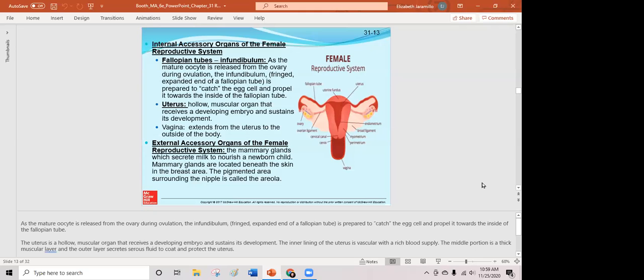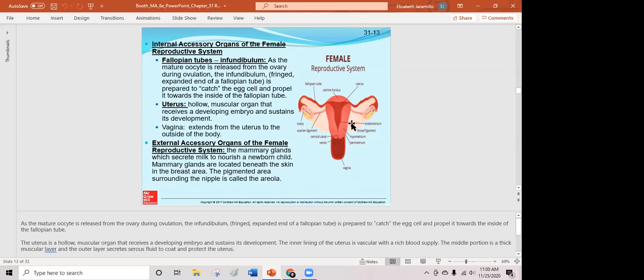So the internal accessory organs of the female, continuing: the fallopian tubes, or the infundibulum. As a mature oocyte is released from the ovary during ovulation, it kind of catches the egg and propels it towards the inside of the fallopian tube. Can you see my little mouse here? It catches it right here in the little fringy parts and propels it down in here to the fallopian tube. And then it pushes it from there into the uterus.